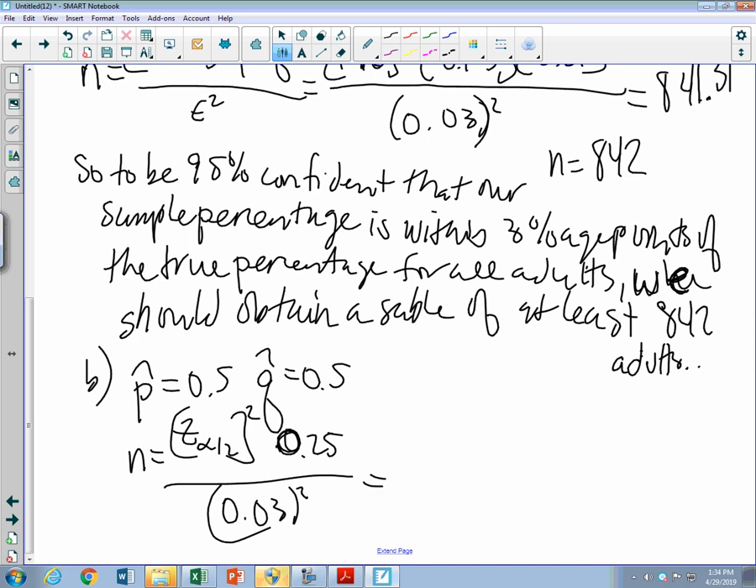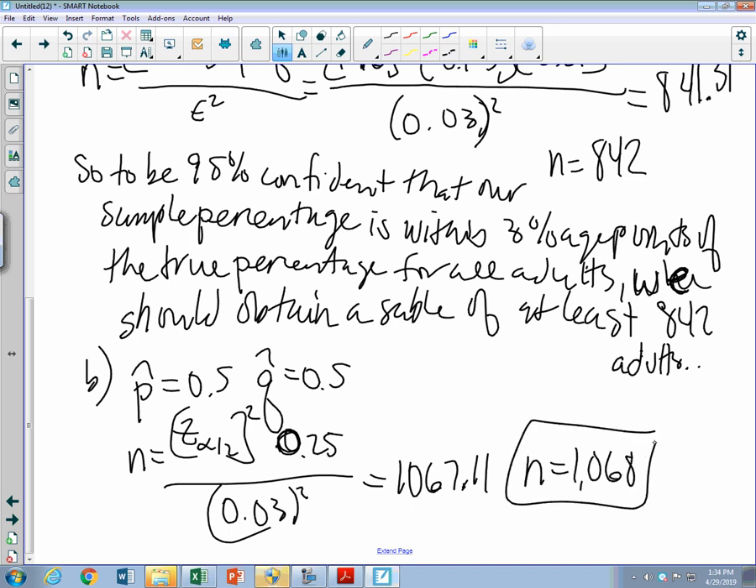And so when we recalculate, we see that that's going to change our calculations a bit. And in this situation, our rationale would be the same. We need at least 1,068 adults to be within 3 percentage points at a 95% confidence level.